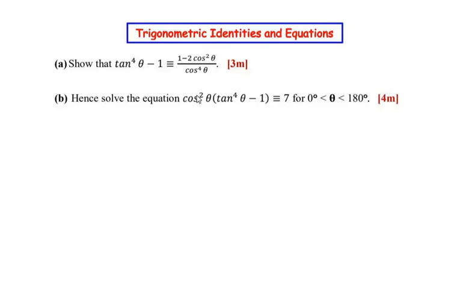In this video we are going to solve a question from trigonometry based on trigonometric identities and equations. Now this question has two sub-questions. So let us start with the first sub-question now.